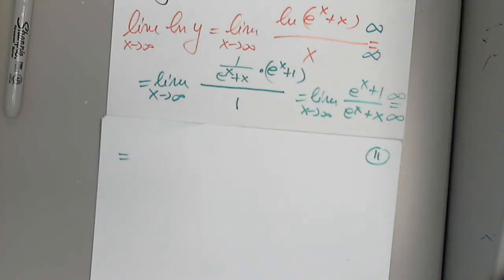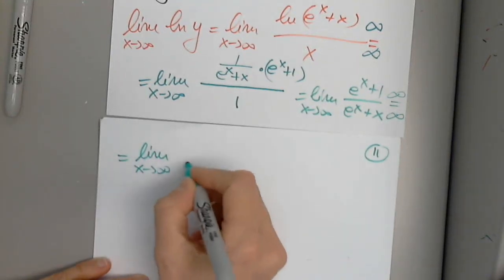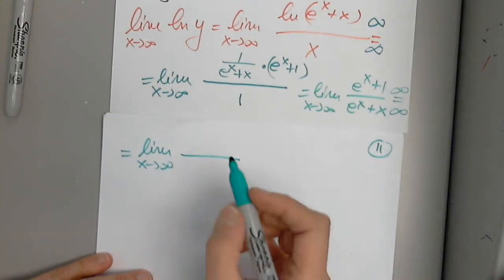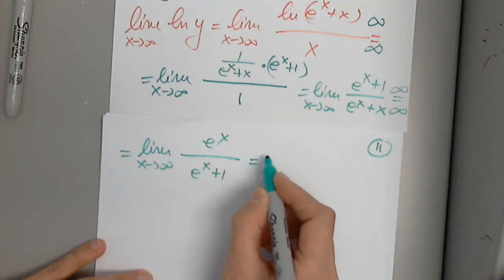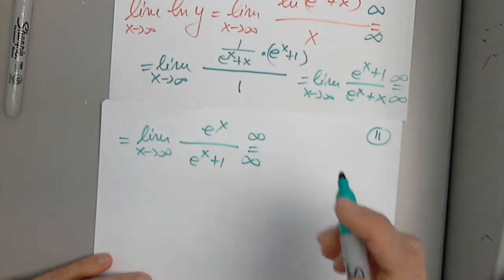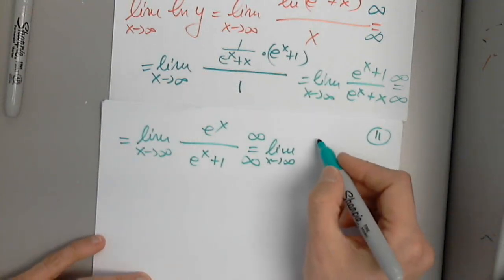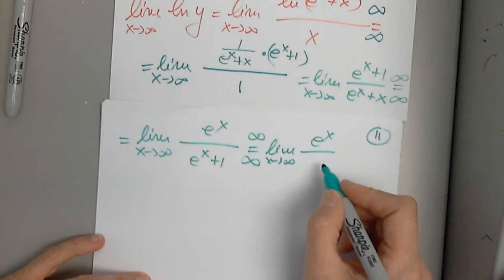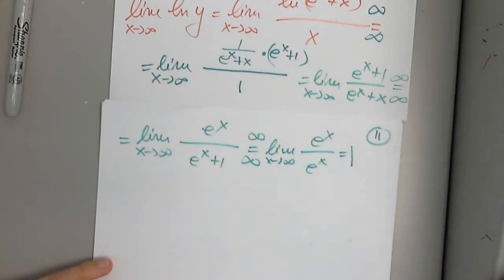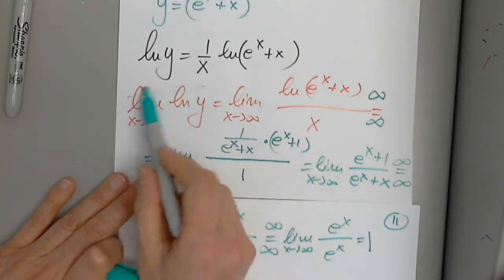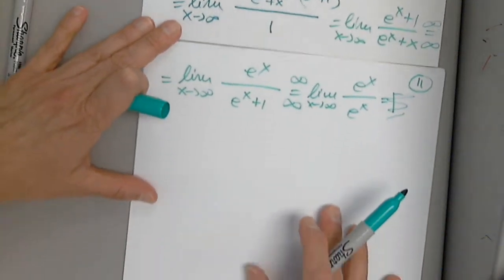Is that okay? Better? So then limit as x approaches infinity, the top, e^x; the bottom, e^x plus 1. Very good. Okay, infinity over infinity. Limit as x approaches infinity, the top, e^x; the bottom, e^x. Okay, what is the answer? Excellent. Now remember what we do. We copy the beginning and we copy the end.